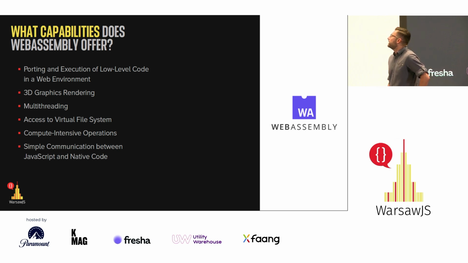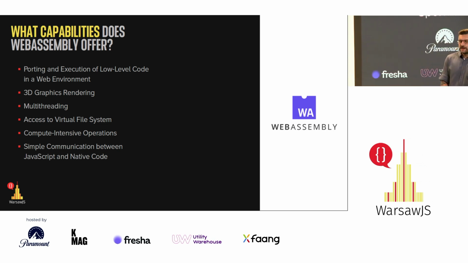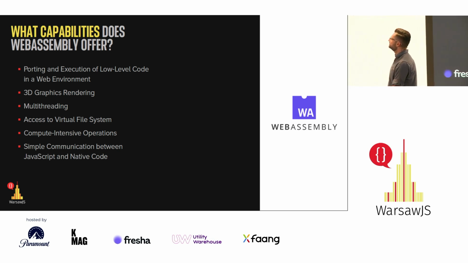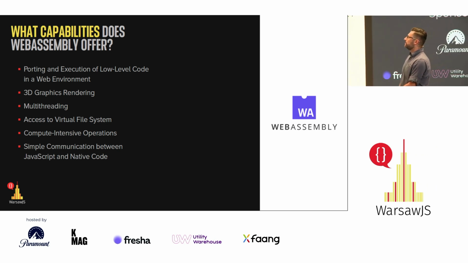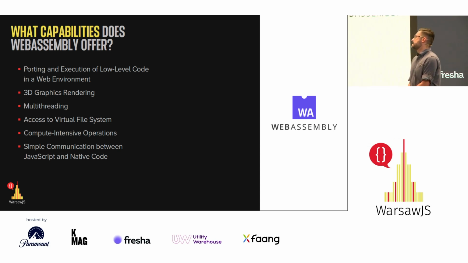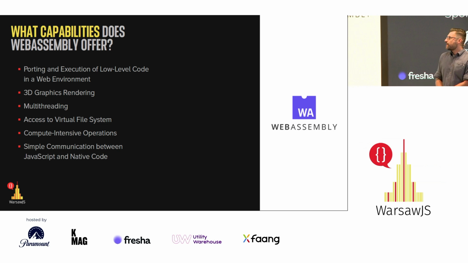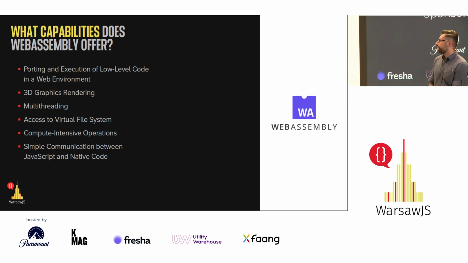Okay, so what capabilities does it offer? Most important thing, of course, when having a native application, we can possibly compile it using WebAssembly and run it on web. We can render 3D graphics. This is what I will be talking about mostly today. We can have multi-threading. We can access the file system. We can leverage this for doing some high-intensity computation. And there's an easy way to create a communication interface to JavaScript.